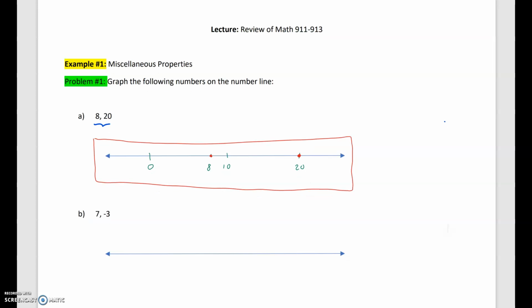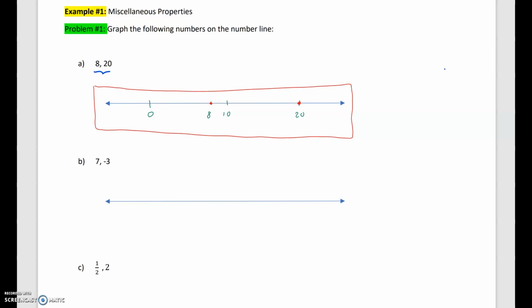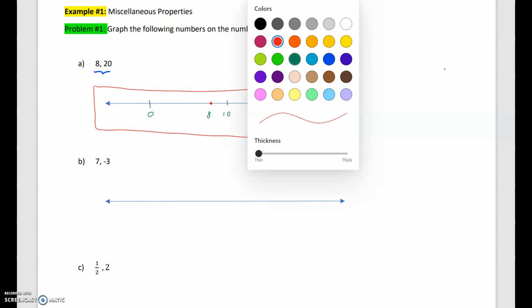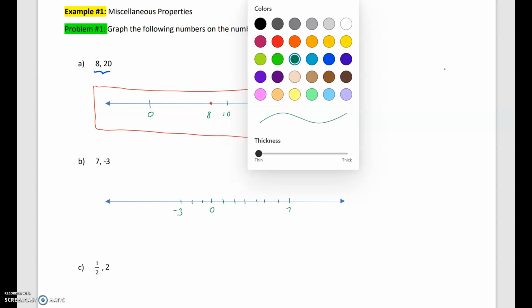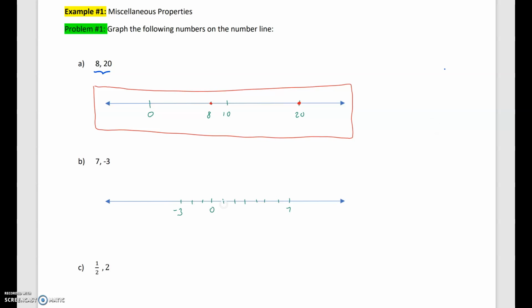Let's take a look at a second problem. In this case, 7 and negative 3. So I'm just going to put the dash, and let me use green again. So I'll put 0 here, and then 1, 2, 3, 4, 5, 6, 7, and then negative 1, negative 2, negative 3. And then once again, our final answer, let me count them again, 1, 2, 3, 4, 5, 6, 7. It's going to be the dot at 7, and then the dot at negative 3. Once more, not above it or below it, just on the number line.